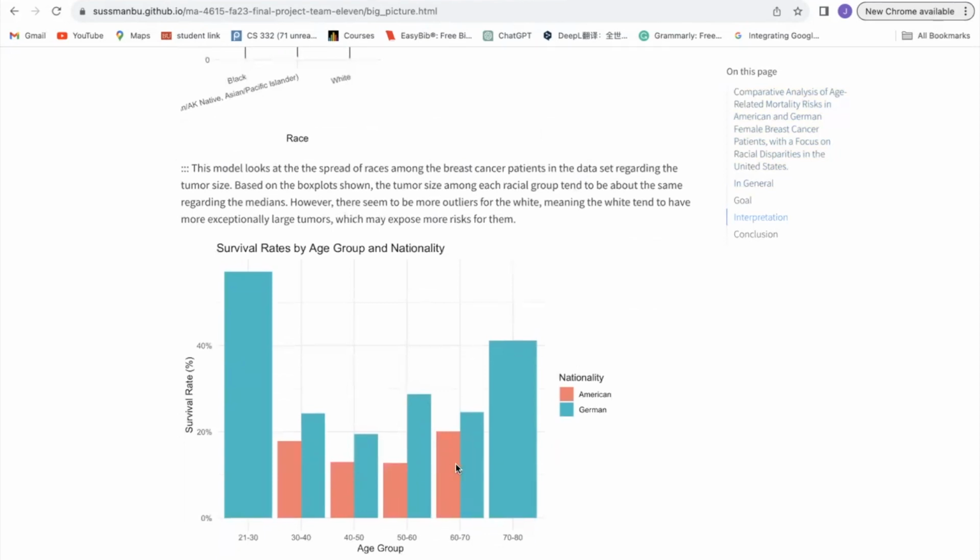We will particularly focus on understanding how survival risk correlates with survival months across different age groups and nationalities.